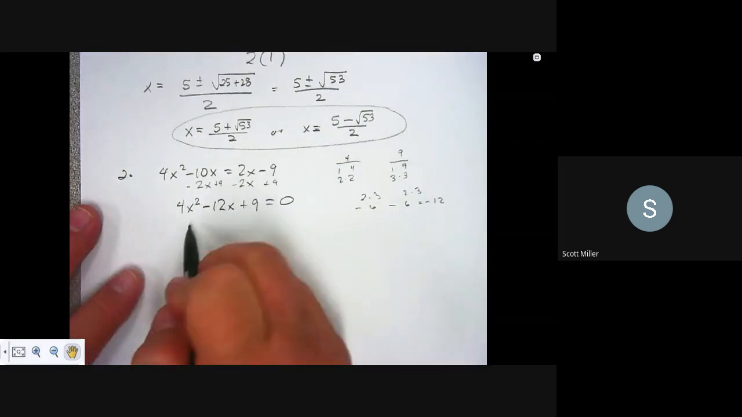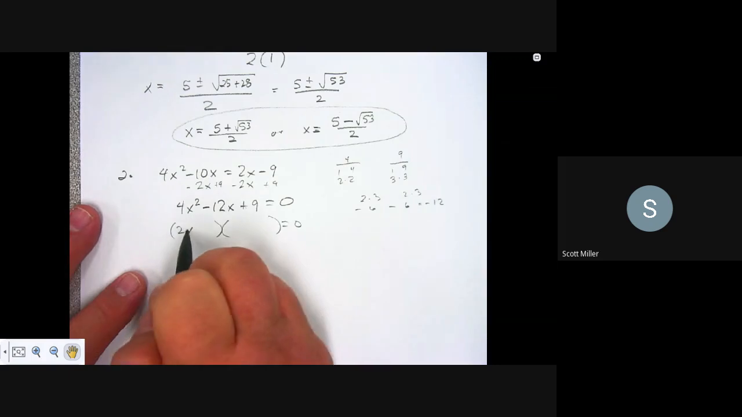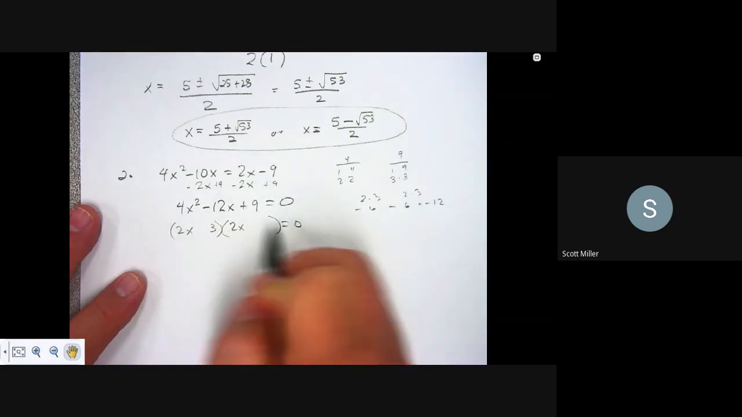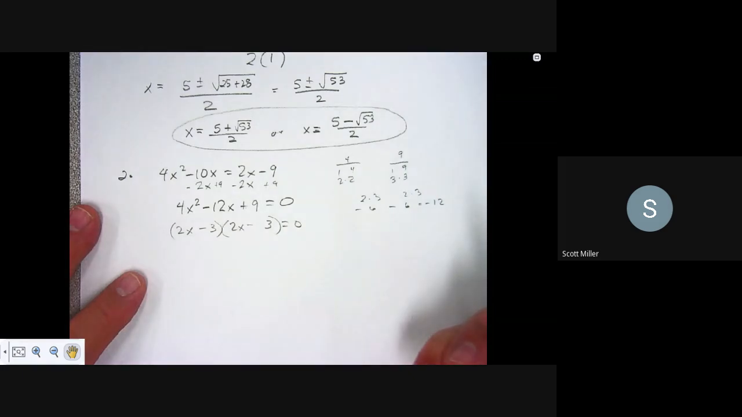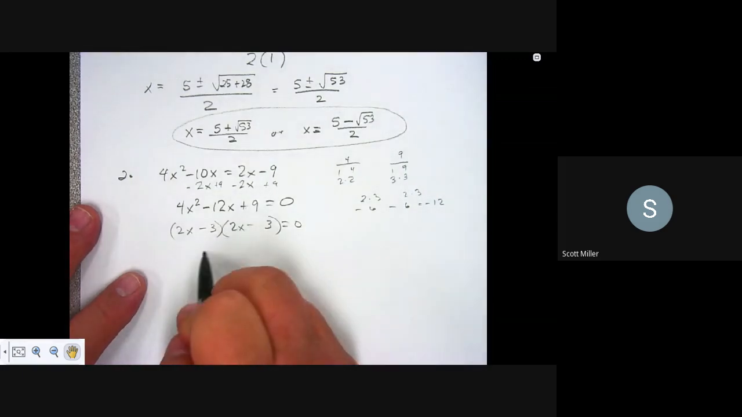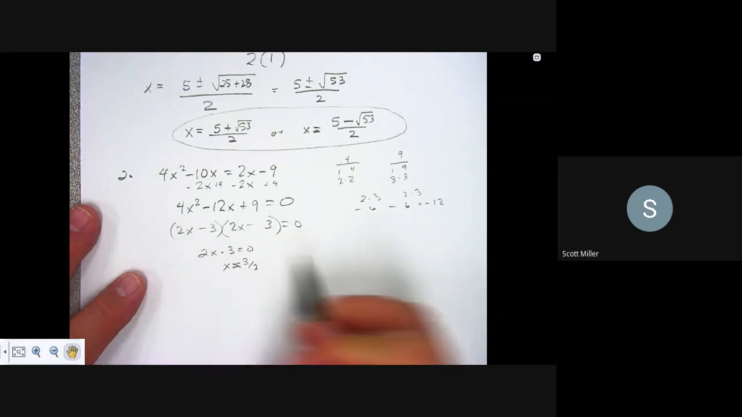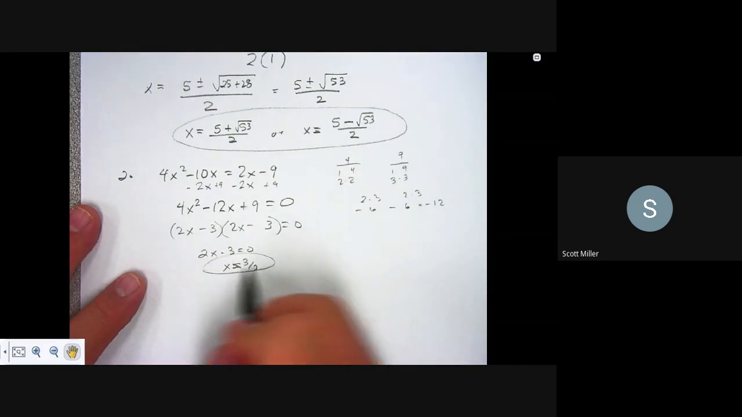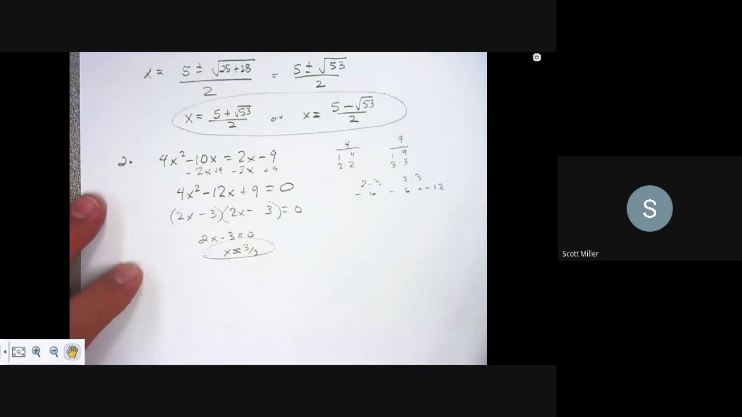So then I can factor this, and this is 2x, 2x, 3, 3, and they're both minus. Well, there you go, see? It's the same factor twice, so I only need to write it one time. And so then I solve this, and I get x equals 3 over 2. Okay, so there's only one solution. That means that's the vertex. The vertex is at 3 over 2. Now, what does this look like as the quadratic formula?